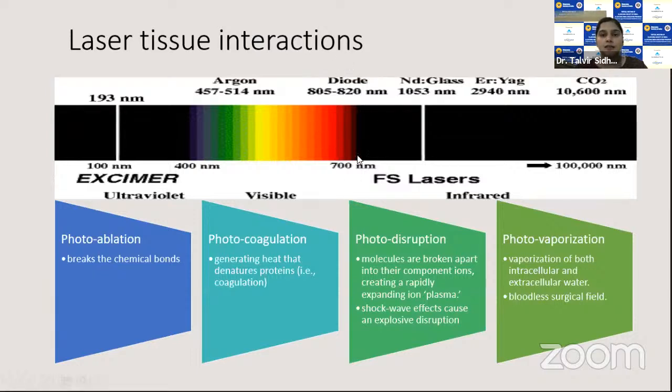The diode lasers in the range of 800 to 1000 nanometers cause photodisruption by forming ion plasma inside the tissue, and they cause shock waves and an explosive disruption of the tissue. And the carbon dioxide lasers on the far end of the spectrum cause photovaporization and provide us a bloodless field for surgery.